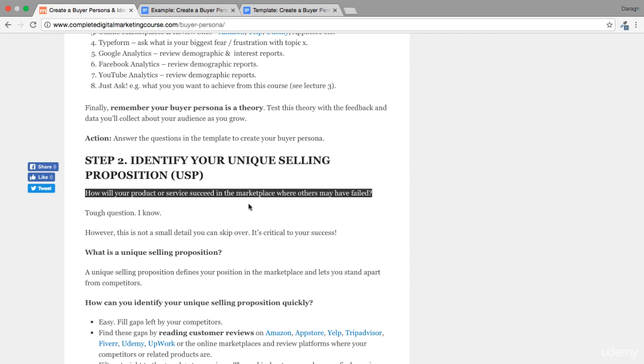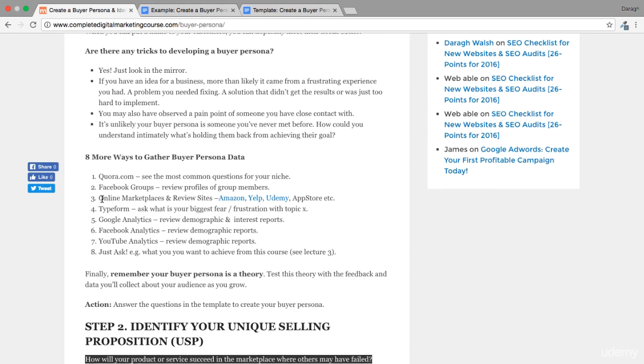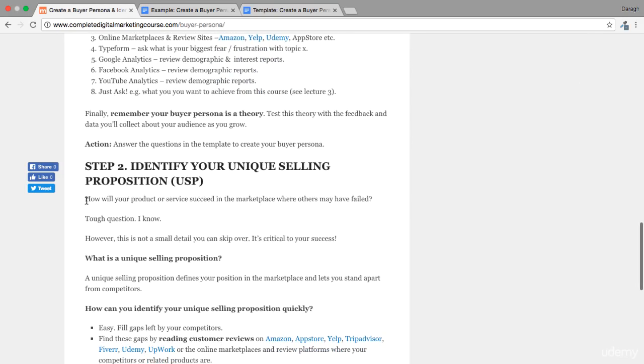So this is a key question. Just because you've identified people who are struggling to get a solution, are you sure that you can really create a solution that's going to solve their problem? And so this is really very integrated with the first question, but it's just as important. It's a tough question, but it's not a small detail that you can skip over. It's really critical to your success.